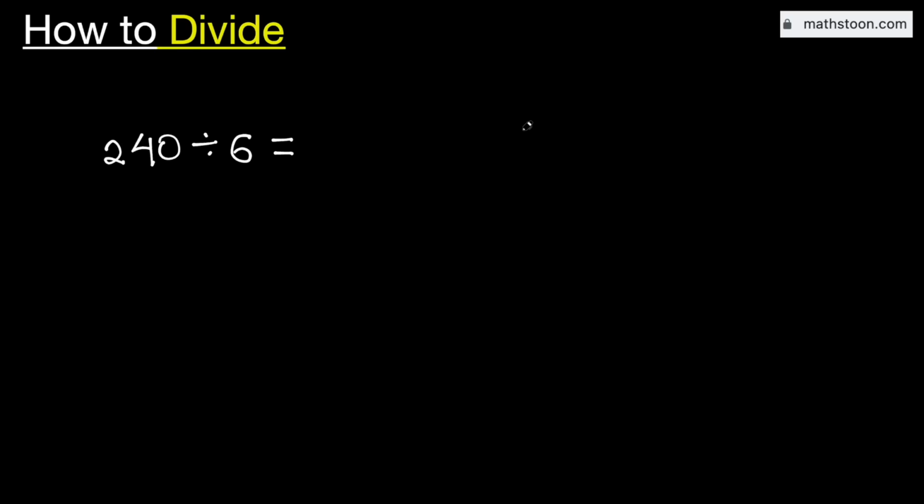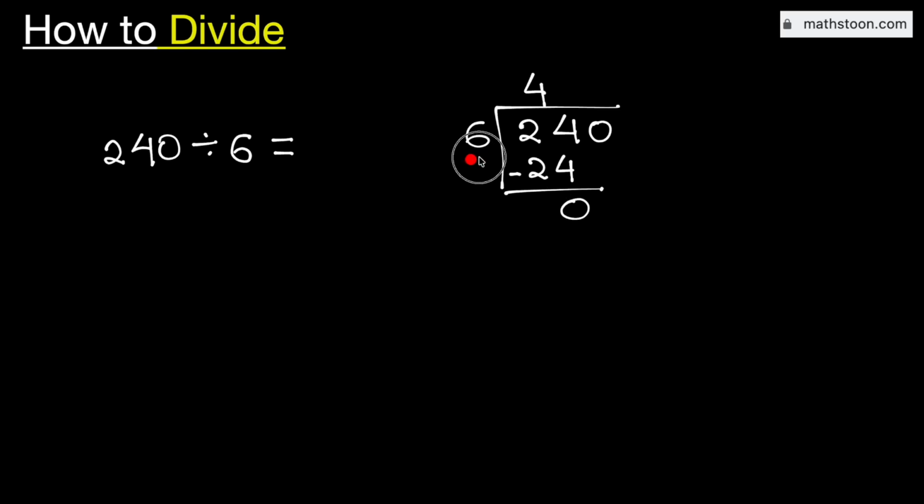In this video, let us learn how to divide the number 240 by 6 using the long division method. As 2 is less than 6, that is why we will consider the two digits, that is the number 24. We know that 6 times 4 is 24. Subtract, we get 0. As this 0 is less than 6, that is why we will bring down this number 0 here.